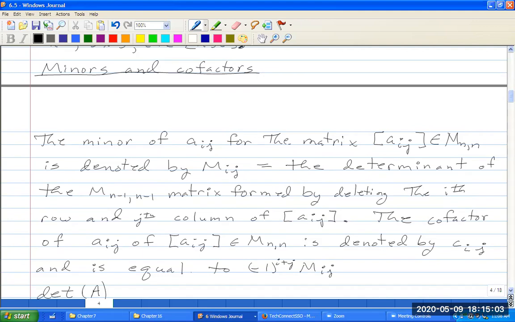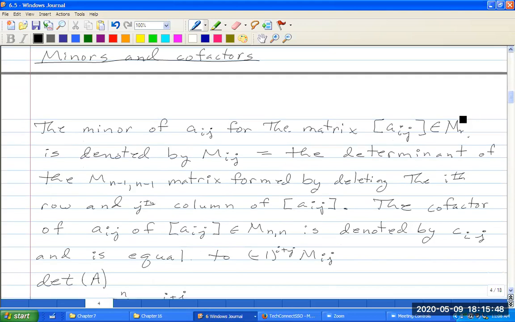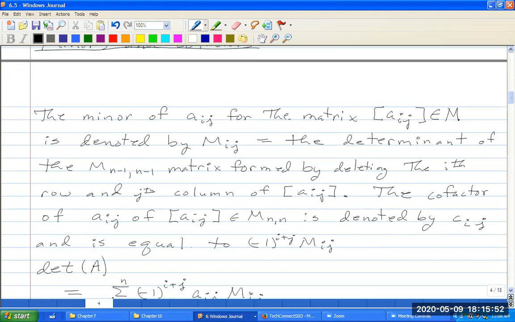Suppose you have a matrix whose ith jth entry is a sub ij. Then the minor of a sub ij for the matrix, which is an n by n matrix, will be denoted by m sub ij, and it'll be equal to the determinant of the n minus 1 by n minus 1 matrix formed by deleting the ith row and the jth column of the original matrix.